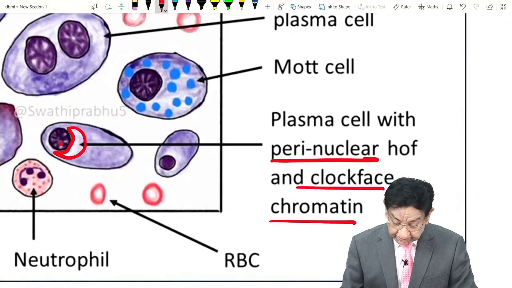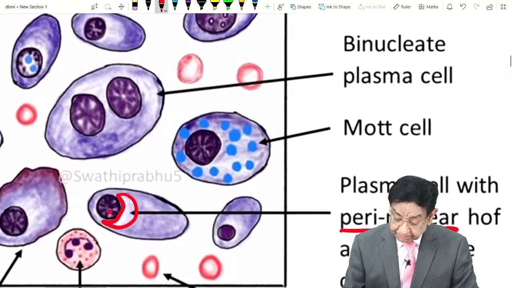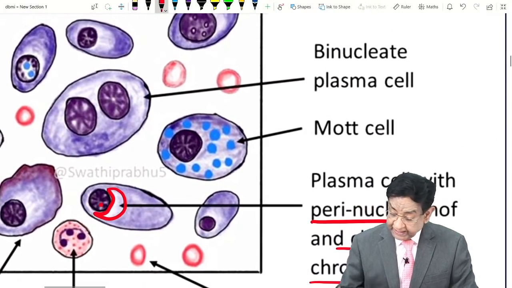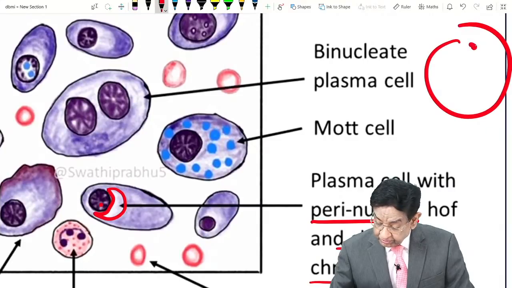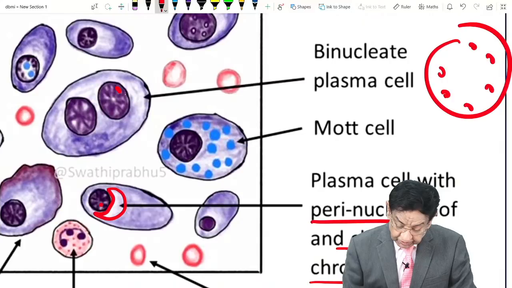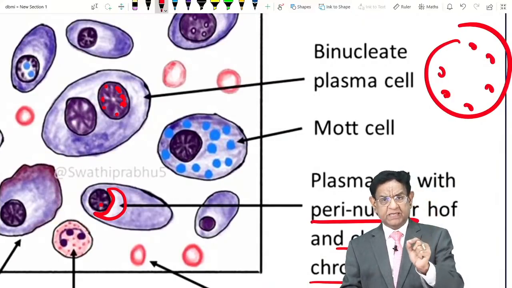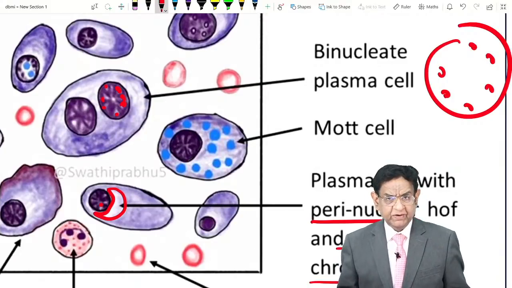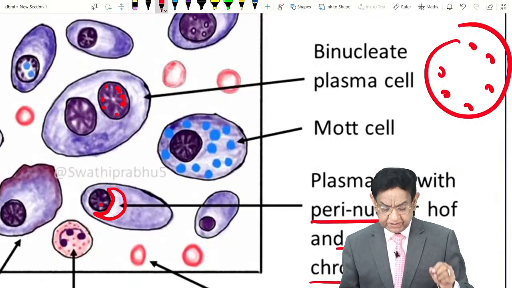Clock face chromatin, look into this. This is much better. Look into the clock. So here also we are getting clock-like chromatin. This is the classical exam question, very often, so you should remember the three things.